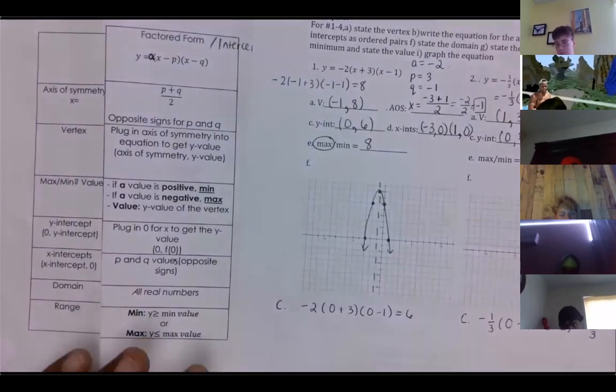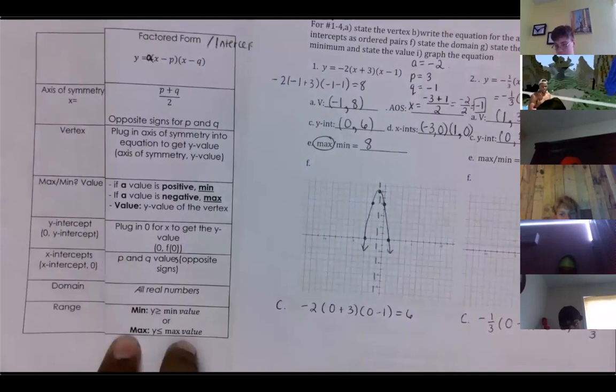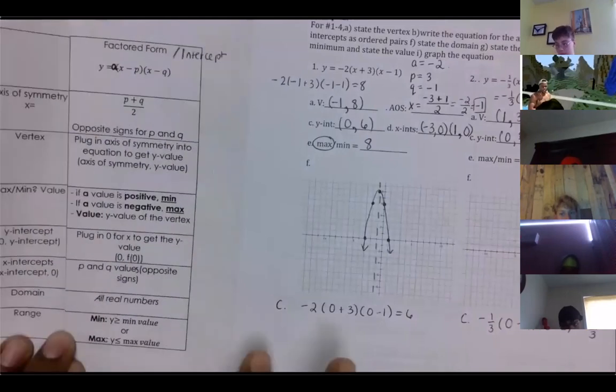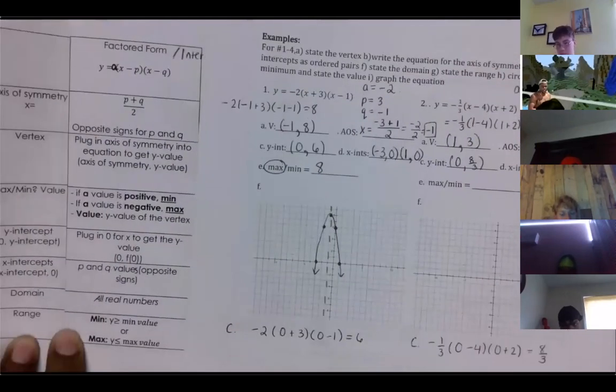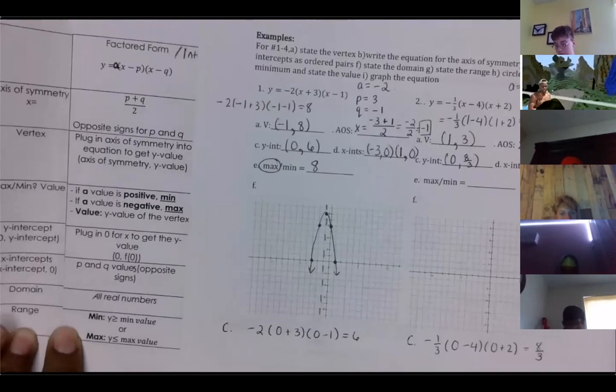Also, did you notice that P and Q is like Panther Quest? Is that a coincidence? Math is weird sometimes.